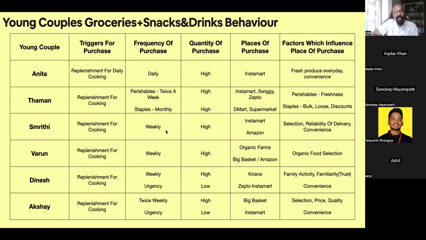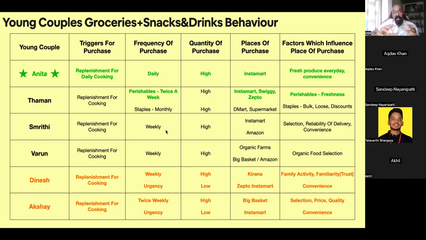What came out as interesting for us was, while there's a large set of sub-cohorts, one interesting sub-cohort was represented by a personality called Anita, who has shifted her grocery buying behavior dramatically to buying on a daily basis from Instamart.